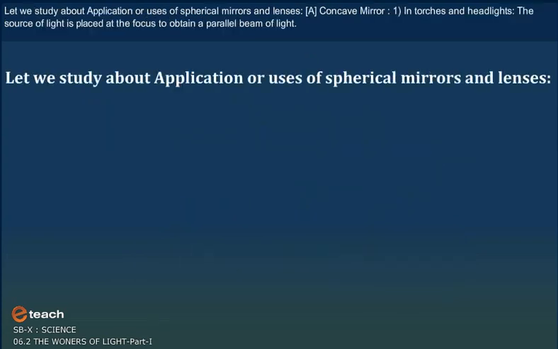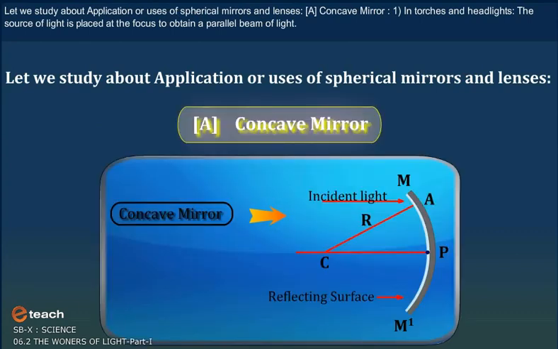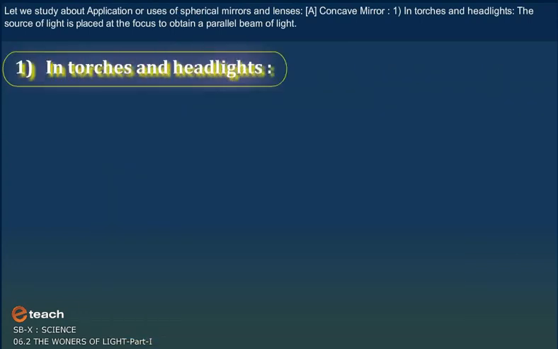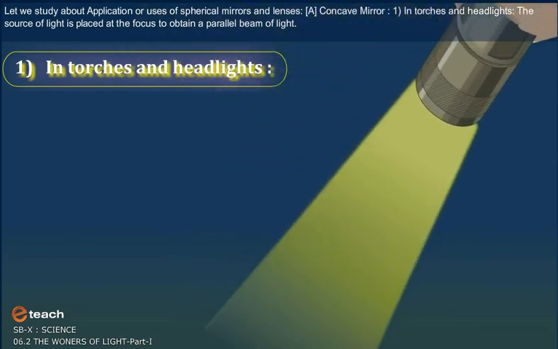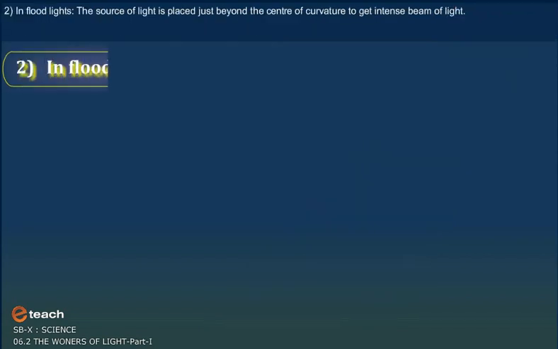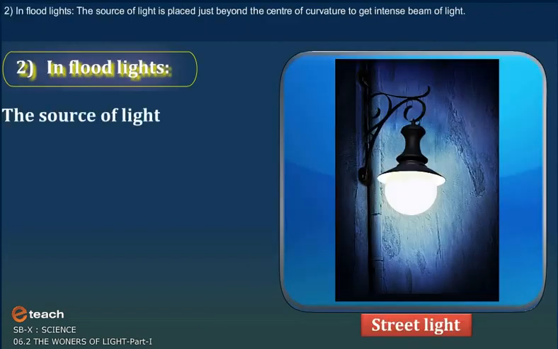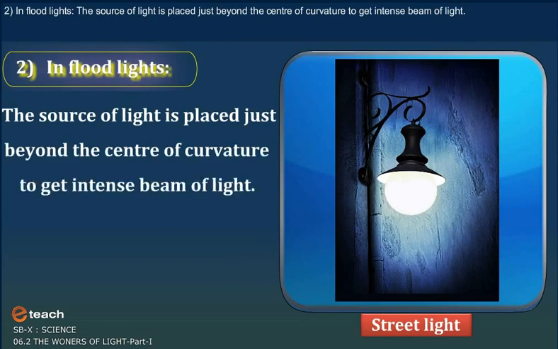Let us study about application or uses of spherical mirrors and lenses. A. Concave mirror. 1. In torches and headlights, the source of light is placed at the focus to obtain the parallel beam of light. 2. In floodlights, the source of light is placed just beyond the center of curvature to get intense beam of light.